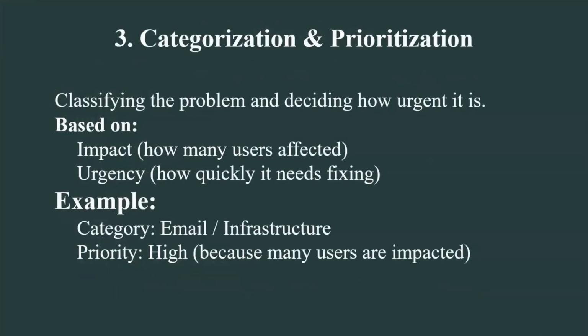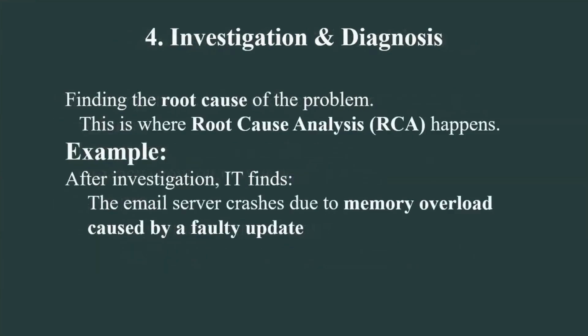Categorization and prioritization. Here we classify the problem and decide how urgent it is based on impact and urgency. Impact means the number of users affected; urgency means how fast it needs fixing. Example, category and priority. Investigation and diagnosis. This is the most important step. We find the root cause using root cause analysis. Example, the IT team discovers that the email server crashes due to memory overload caused by a faulty update.